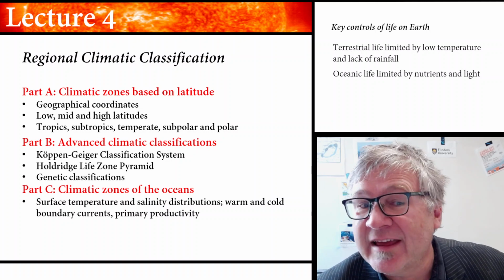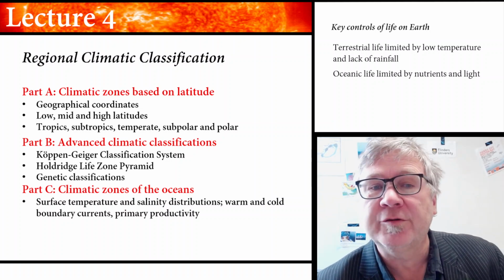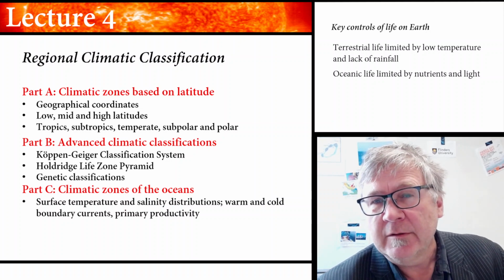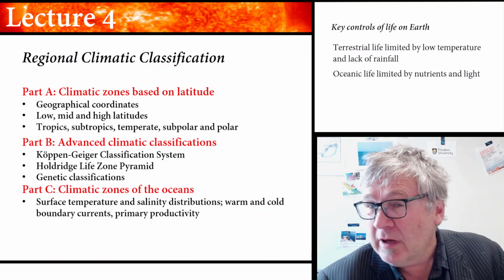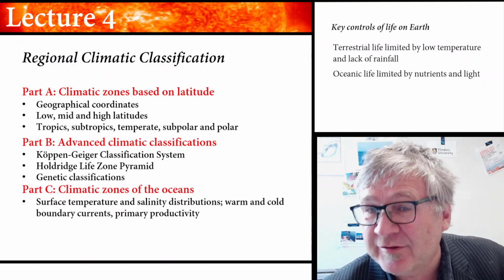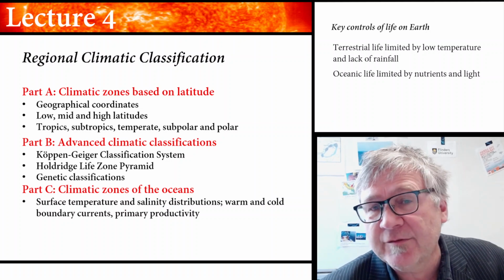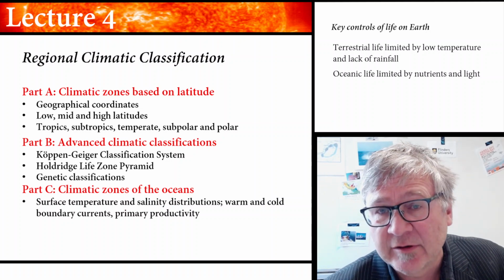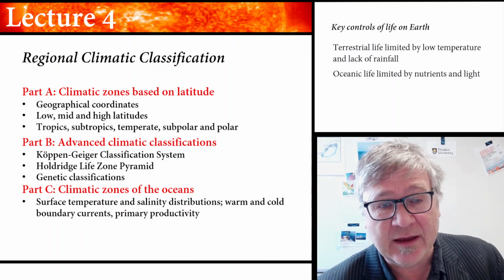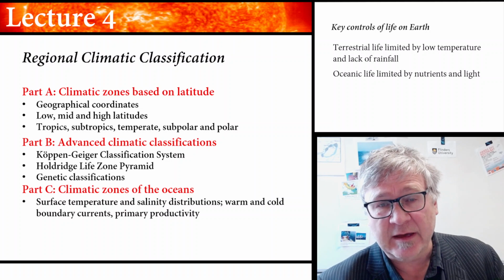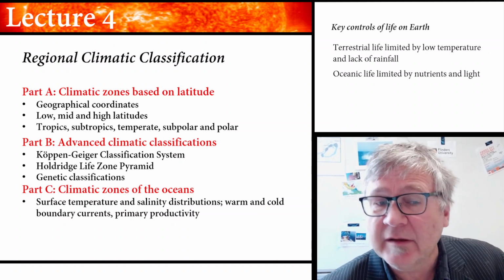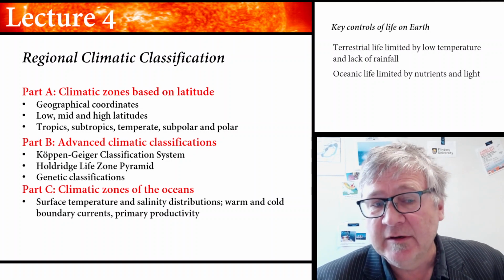I welcome you to this lecture, number 4, which is all about regional climatic classification. It's about showing the distribution of different climates on Earth based on environmental variables. We're talking about temperature and precipitation for the climates on land, and the naming of different zones. This lecture has 3 parts, A, B, and C.